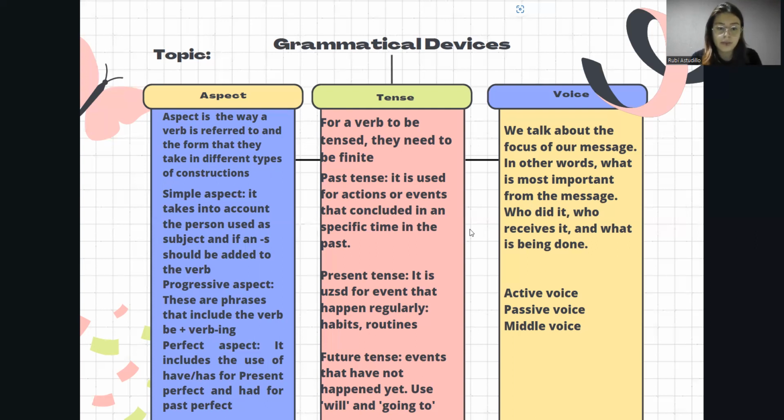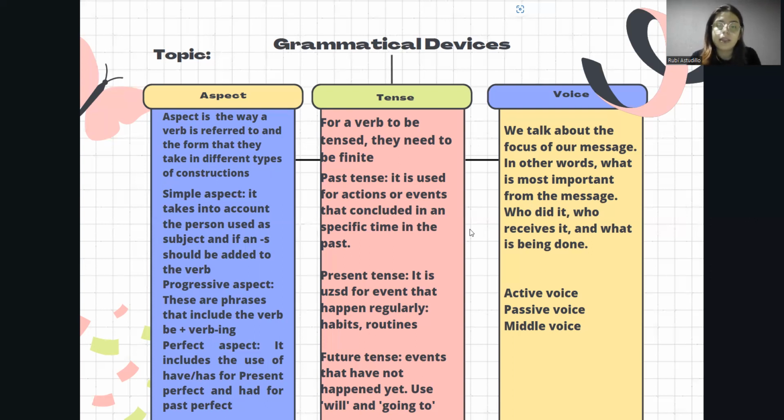Perfect aspect includes the use of have and has for present perfect and had for past perfect. So in this case, we can say, I have done my homework. She has done her homework. We add have and has plus the correct form of the verb. And the same thing for past perfect: instead of using have or has, we use had. So there are different actions. Present perfect is something that started in the past and was done in the past, but it has a consequence in the present.